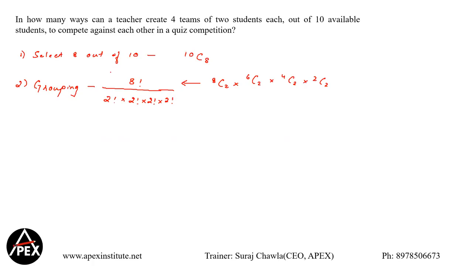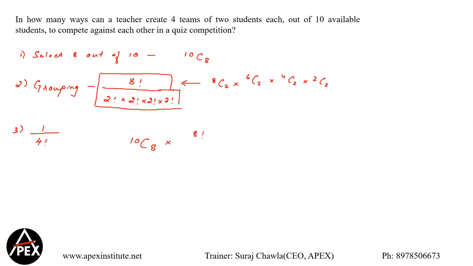Now, if you remember this concept, we also discussed, are the groups distinct? Am I naming the groups? No, I'm not naming the groups, right? So what did we discuss? If the groups are not distinct, the third step is divide by 4 factorial, because I have 4 groups which are non-identifiable, right? So therefore, your final answer, if I combine all the 3, I am first choosing 8 students.